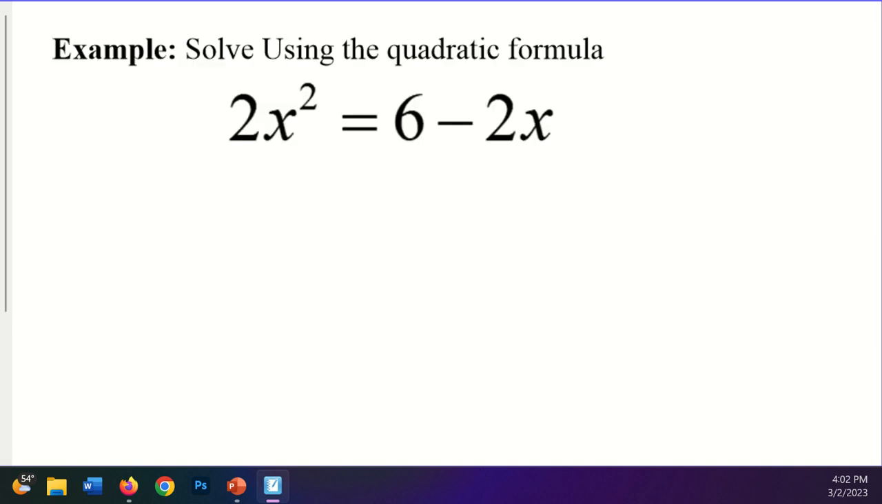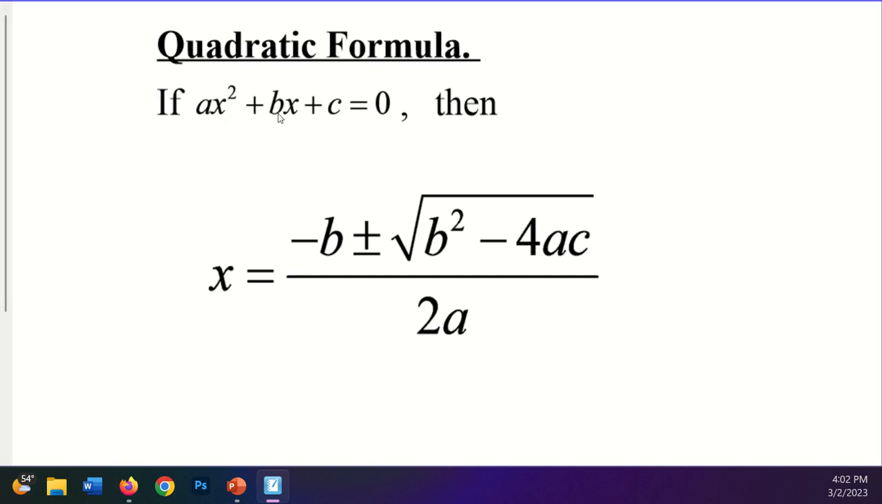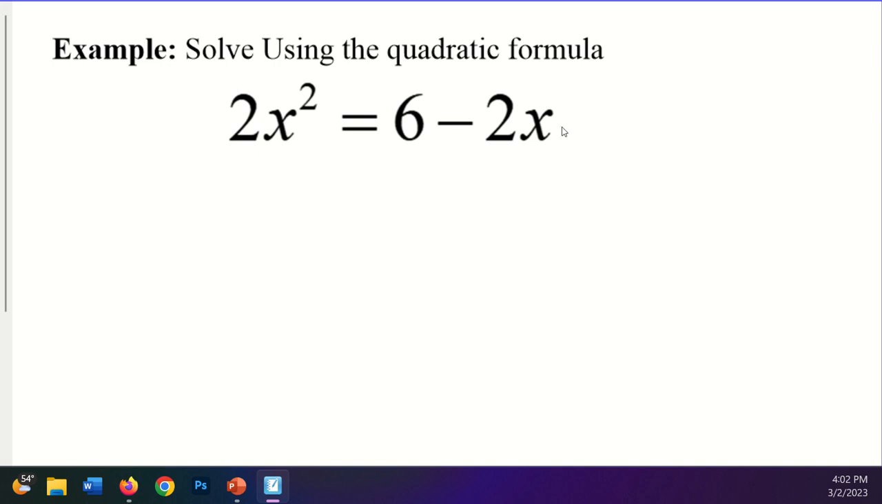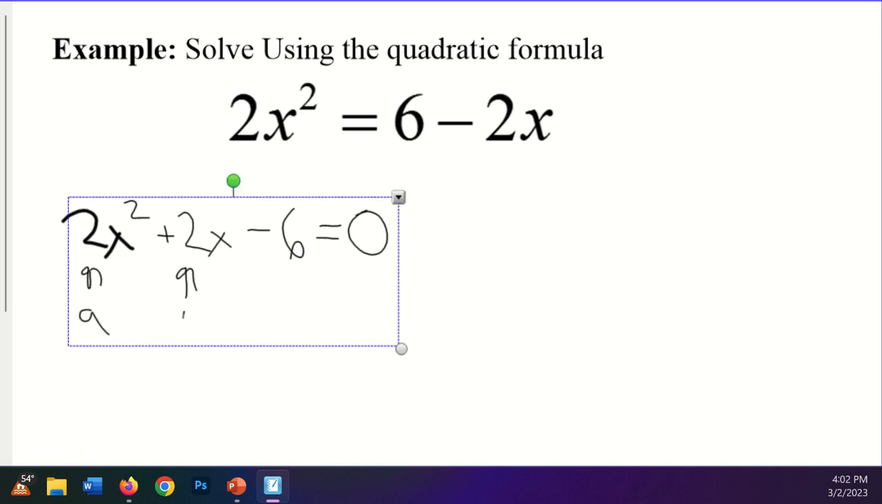And so how will I use that? Well, here's an equation, and you'll notice right away that it's definitely not in ax squared plus bx plus c equal to 0 form. I have to move these two terms to the other side. So I still have that 2x squared on this side, but when I bring this -2x over, it'll become +2x, and when I bring this 6 over, it'll become -6, and that'll be equal to 0. So this value here is my a, this value here is my b, and this value right here is my c.